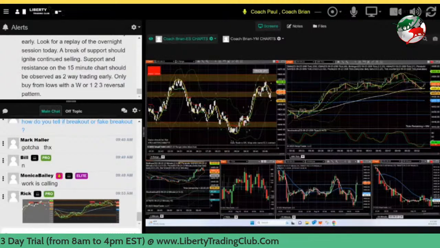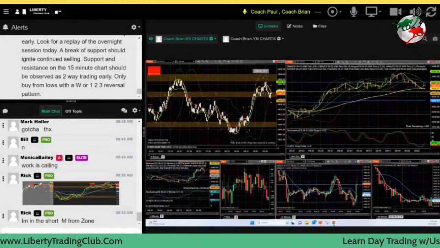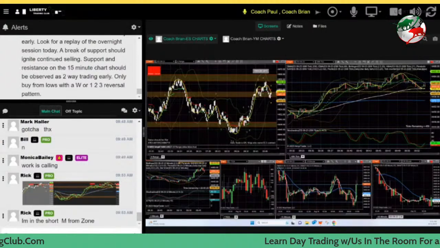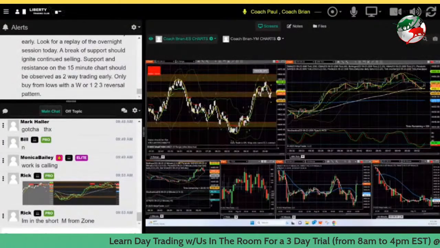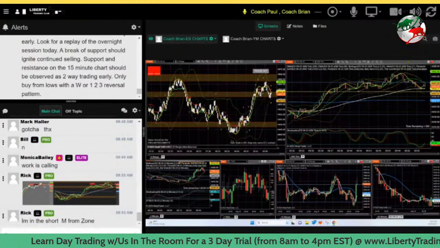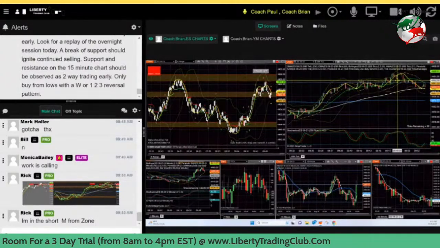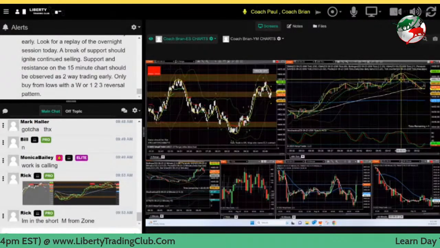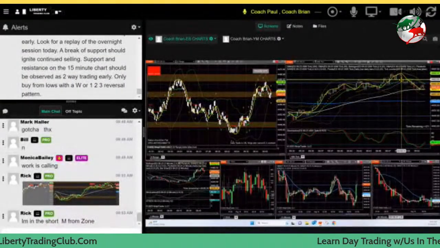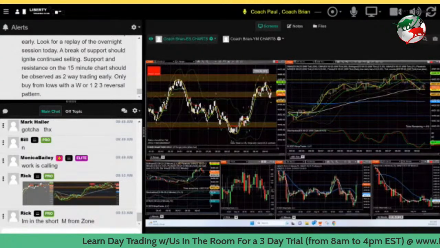Hey, look at that. Nice job, Rick. Way to follow the plan. Good work. Thank you for posting your trade. There was the M there. Rick patiently waited for it to pop into the zone. Took the M trade. Great job. Everybody else, you can sell below the consolidation. Good job, Rick. Good trade there.